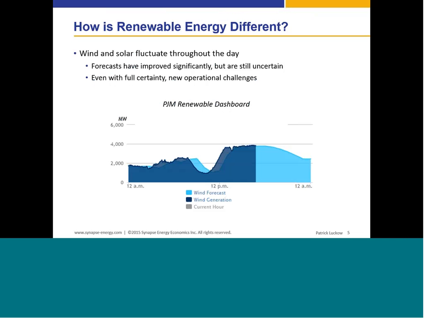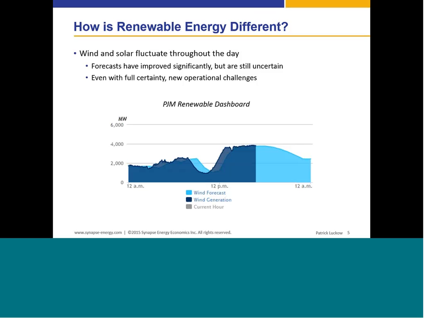So, how is renewable energy different? Wind and solar, as I'm sure you all know, fluctuate throughout the day. The important difference from conventional technologies is that they are not, at least as we conventionally think about it, under the whims of the dispatch operators for how the power system operates.